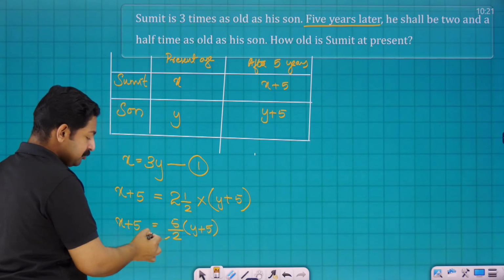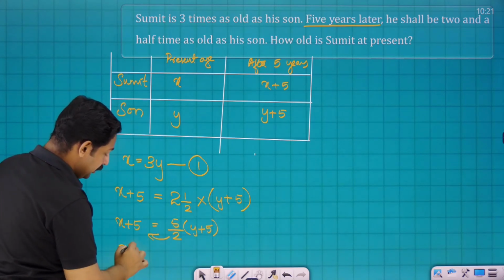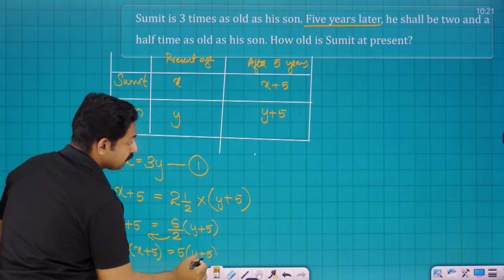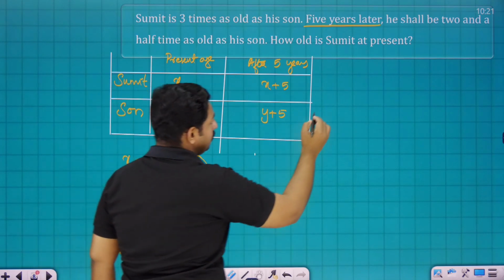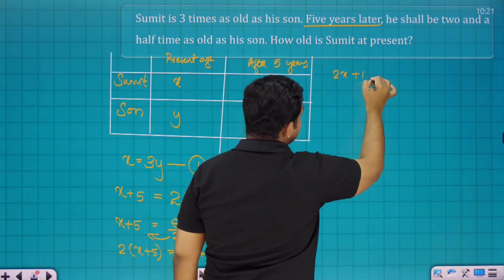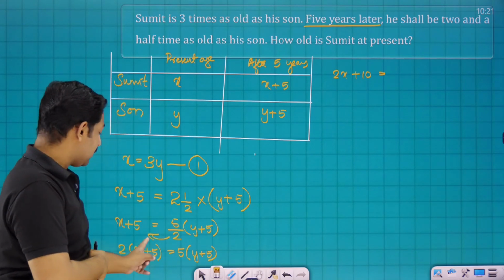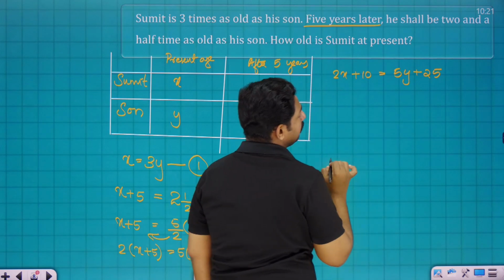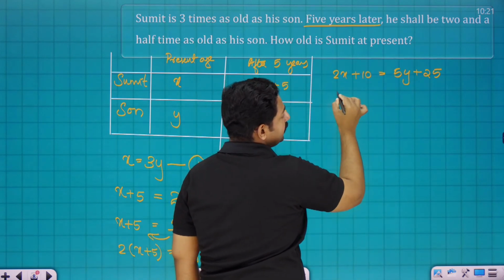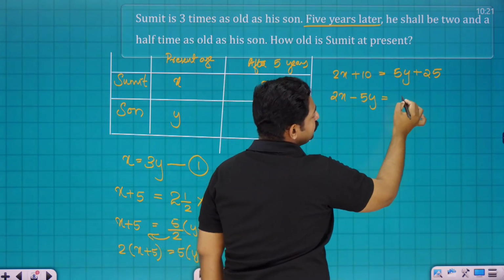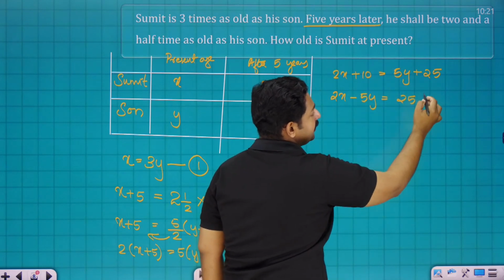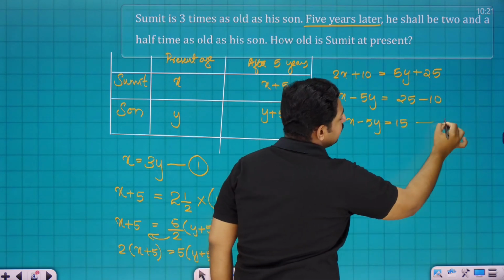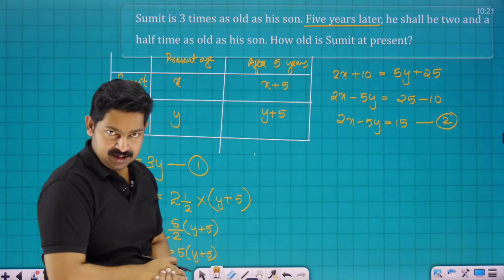Now what we can do is cross multiply this 2 to the left side. So 2 into (X plus 5) is equal to 5 into (Y plus 5). In the next step, multiplying inside the bracket, 2x plus 10 is equal to 5y plus 25. I am bringing this 5y to the left side, so 2x minus 5y is equal to 25, which is already here, and bringing 10 to the right side, so minus 10. So 2x minus 5y is equal to 15. You got the second equation.